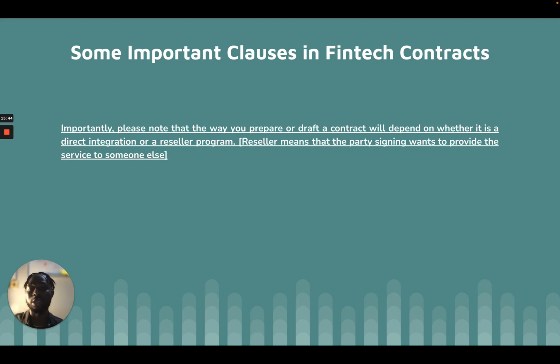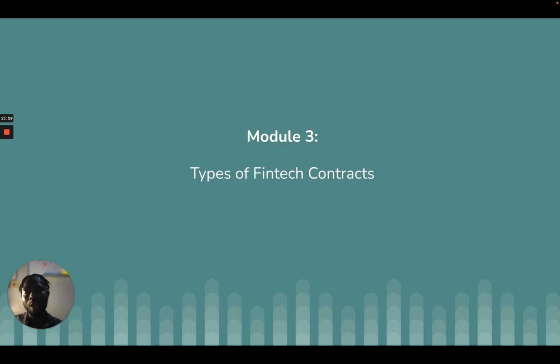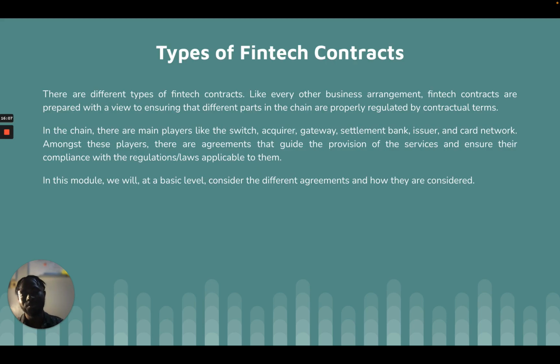You need to understand that, because negotiating a reseller program is different from negotiating as an aggregator. The way you negotiate that contract is going to be different from the way you negotiate if you're the direct merchant. So you want to understand that as well. That brings us to the end of module 2. In module 3, we'll be exploring some types of fintech contracts.